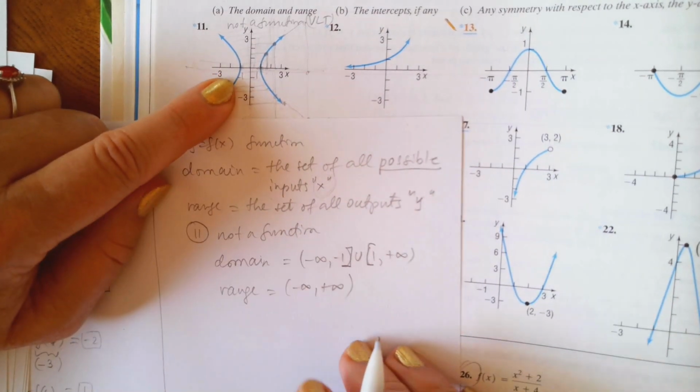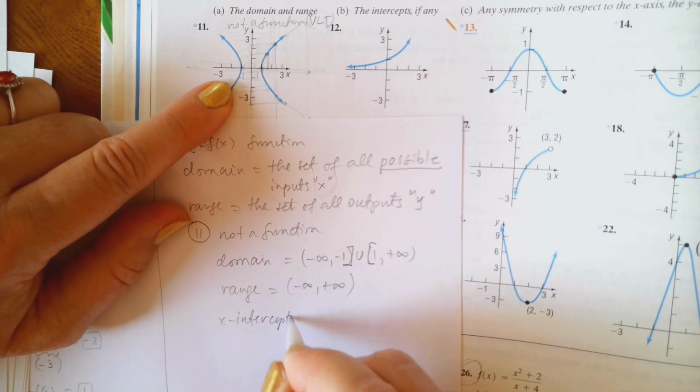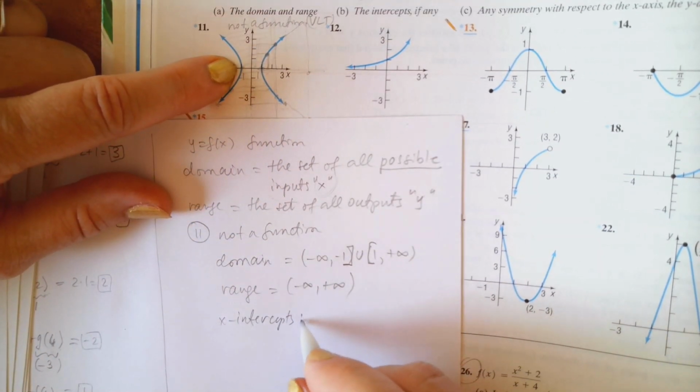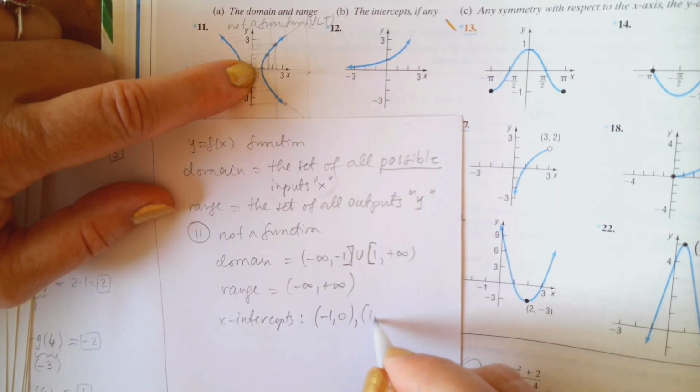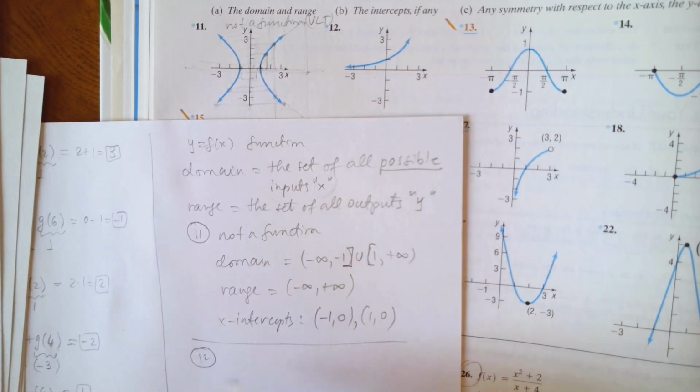Okay, so let's look at problem number 12. Oh, by the way, what are the x-intercepts for this one? Look at that, one x-intercept is right here, so that's the point -1 and 0, and then there is another point here, 1 and 0. All right, so let's see problem number 12.